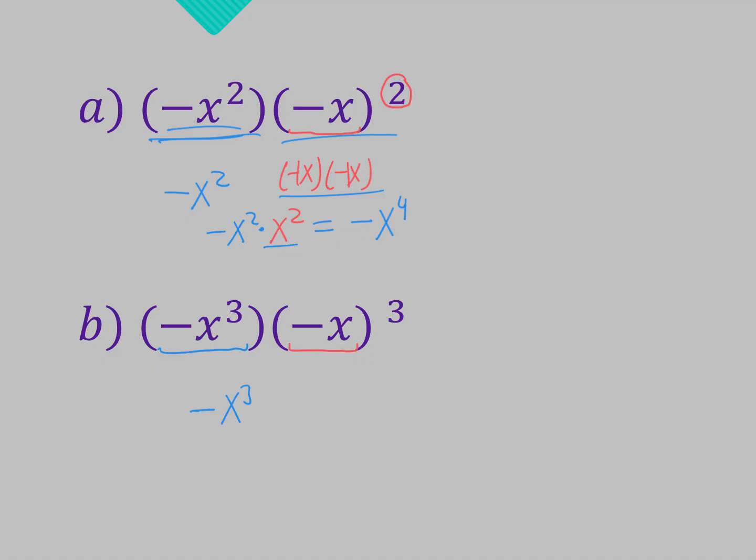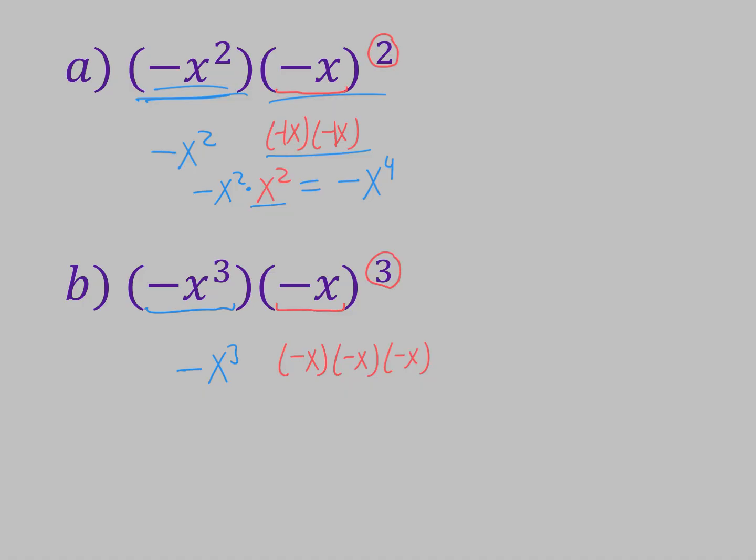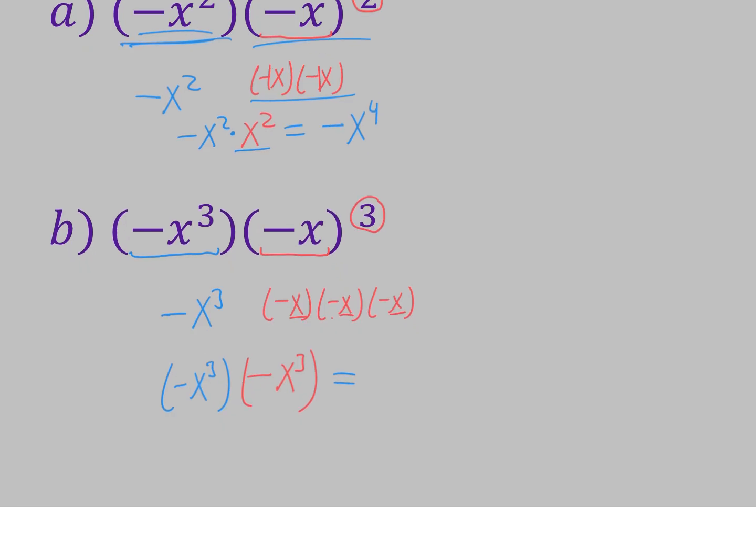However, my base here is negative x, and that's being raised to the third power. That means I'm doing negative x times negative x times negative x. And if I do a negative times another negative, that's going to get me a negative answer. And if I do x times x times x, that's going to get me x to the power of 3. So that means here I get negative x to the third times negative x to the third. Well, negative times negative is a positive, and x to the third times x to the third is x to the sixth. So I get a positive x to the sixth.